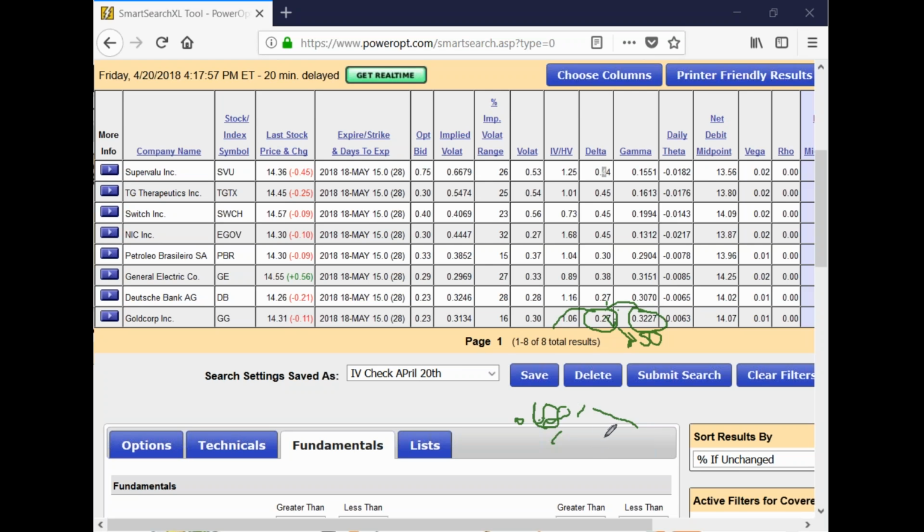But let's say my long option's delta is at 0.6 and my short option's at 0.2. Well, if the gamma on my far in the money call is only 0.15, as we see up here with SVU, that means for a 1 point movement, this will go up to 0.75, the new delta, and that's still good.